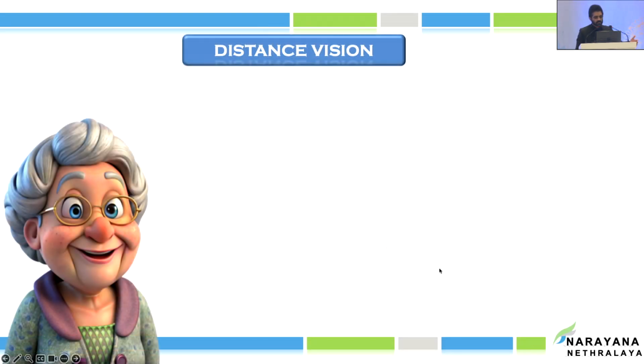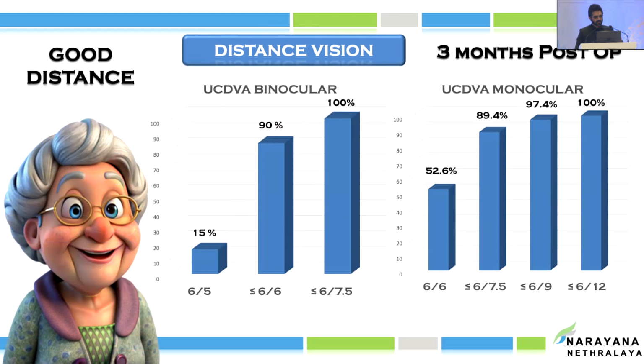So this is our 3 months post-op data. At that point, there were no toric lenses. Even so, if you look at the unaided vision, 90% of the patients were 6/6 or better bilaterally, and 100% of the patients were 6/7.5 or better. This shows how much tolerance it has to residual error, even though we didn't use any toric lens.